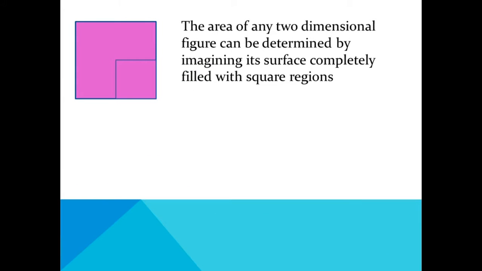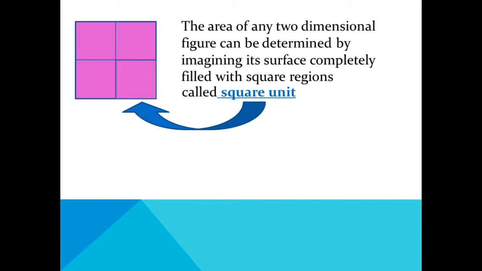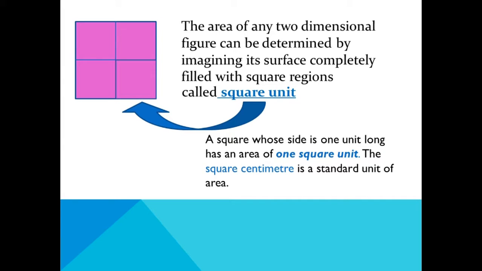The area of any two-dimensional figure can be determined by imagining its surface completely filled with square regions called square unit. A square whose side is 1 unit long has an area of 1 square unit. The square centimeter is a standard unit of area.